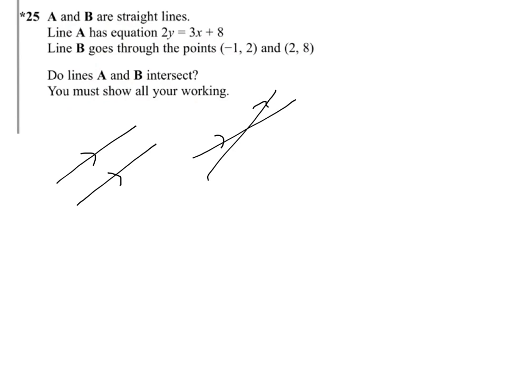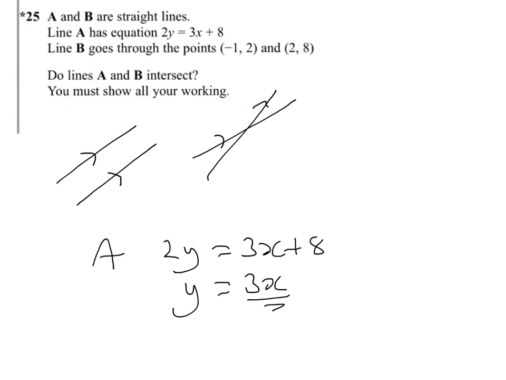So we'll start with A. We've got the equation 2y equals 3x plus 8. To find the gradient, we need to make y the subject. So y will equal 3x over 2 plus 8 over 2, which is 4. And this part is the gradient. So the gradient, let's call it m_A, is 3 over 2.